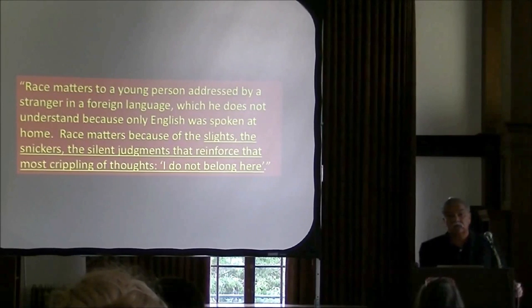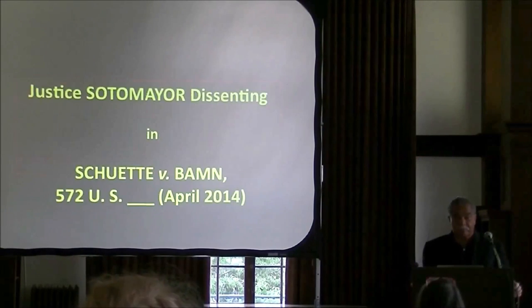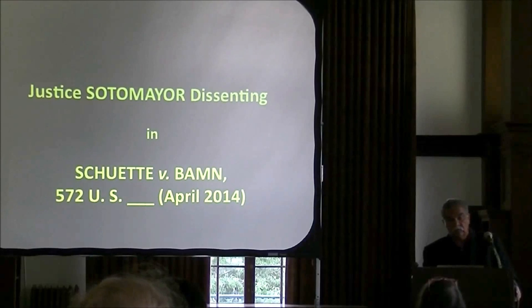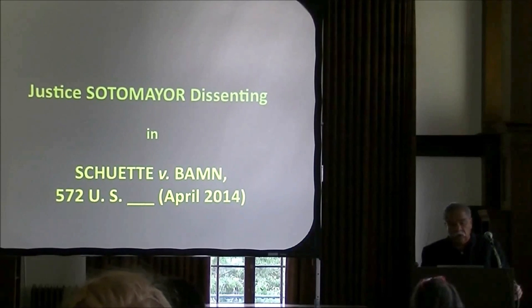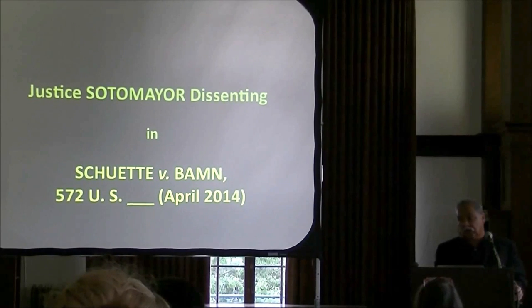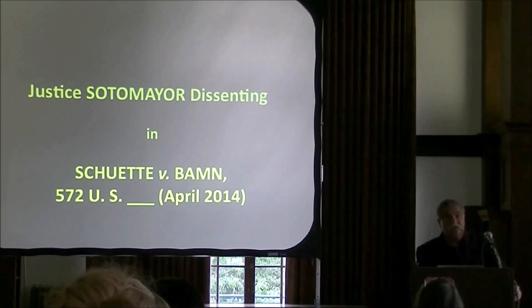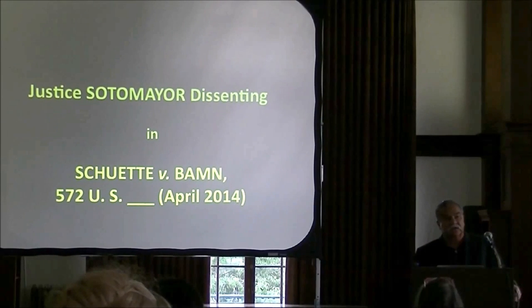Anyone want to venture a guess who that comes from? Justice Sotomayor, right? Sonia Sotomayor, a sitting justice, an associate justice of the Supreme Court. In a case last term, the Schuette versus BAMN case, the affirmative action case out of Michigan, she came out with a dissent. She lost. Her and Ruth Ginsburg concurred on this dissent.